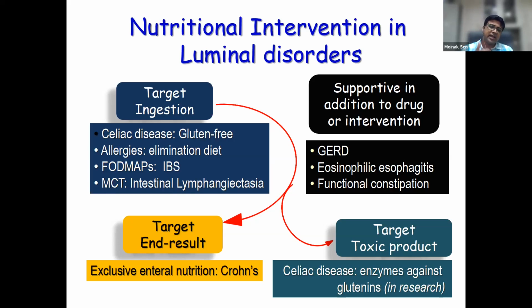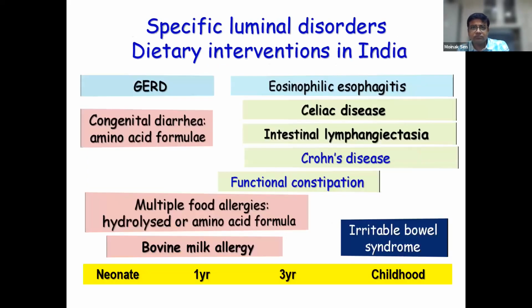Or you can target the end result. That means you give a diet in such a way that this diet affects the disease course. For example, in Crohn's disease, you give exclusive enteral nutrition. Right? And then, as supportive measures in addition to drug intervention, there are things like gastroesophageal reflux disease, eosinophilic esophagitis, and functional constipation, where some amount of diet plays a role.